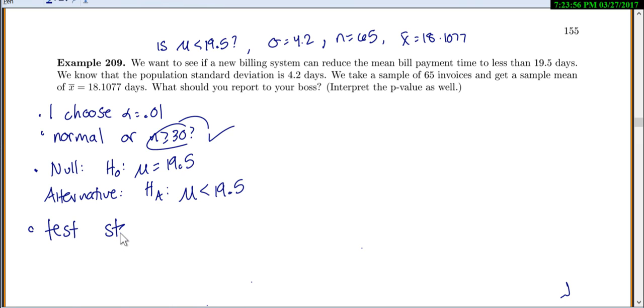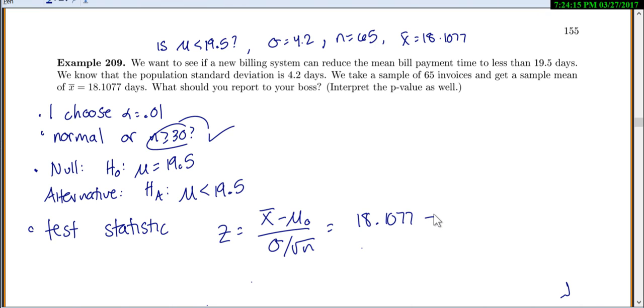Then for a test statistic, this is the plug and chug part. Z is equal to x bar minus your hypothesized mean over sigma over square root of n. So x bar is 18.1077. Mu naught, this is the value in the null hypothesis. That's why it has the little 0, to remind you it matches the null hypothesis. So 19.5. Let's see, sigma is 4.2 and square root of 65.